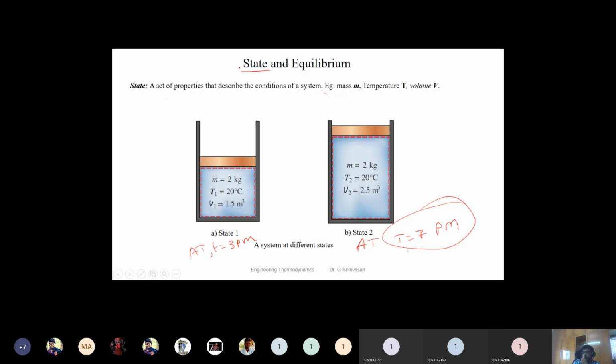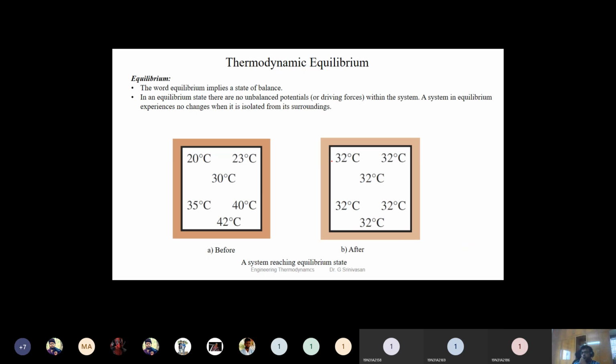And equilibrium: the word itself implies a state of balance. If you take a container and at different locations within it you have different temperatures, then if you leave it for some time, the entire container will come to an equilibrium state where there will be no change in properties inside. This is thermal equilibrium.